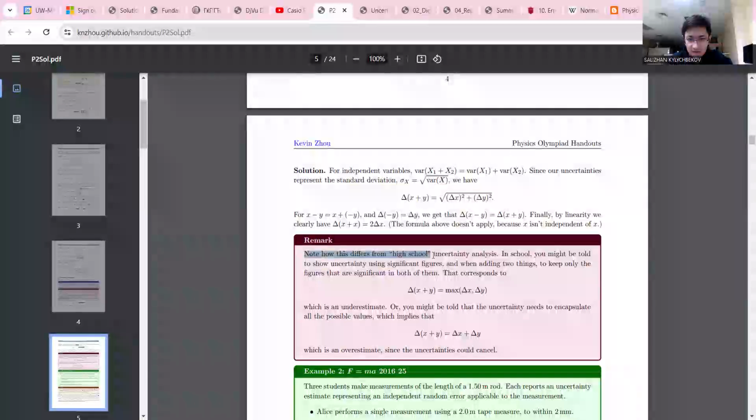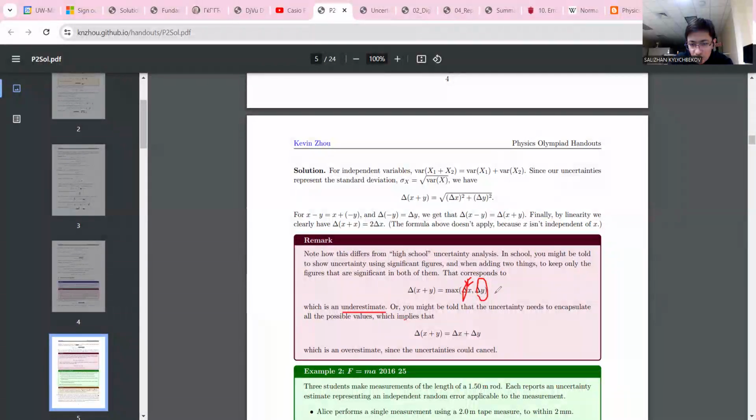So note that this differs from the high school approach that we were taught, right? In many American universities and international schools this is taught: you take the maximum of the two, which is not correct. This is an underestimate. You are basically choosing the maximum of these two, but when you add in quadrature, it's not only this, this other factor is also added.